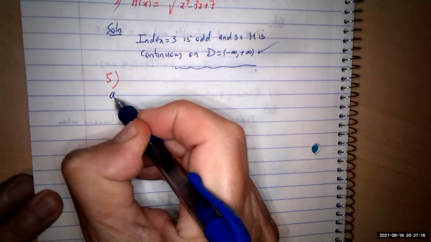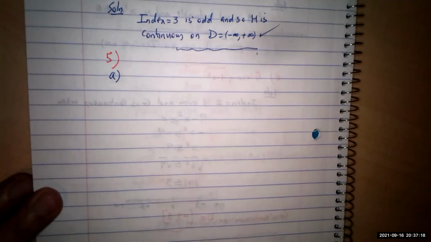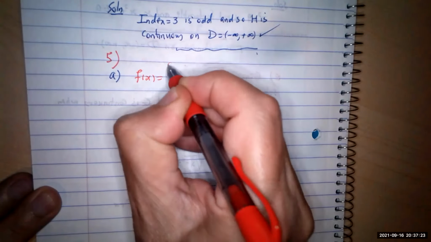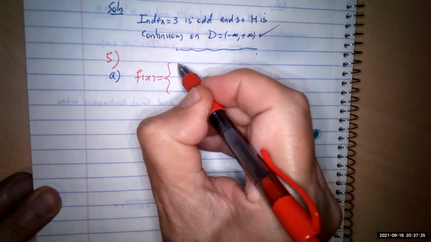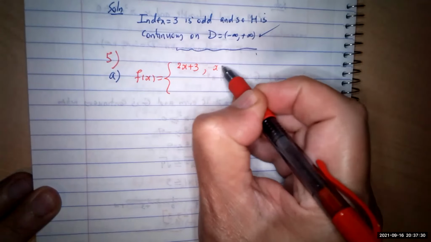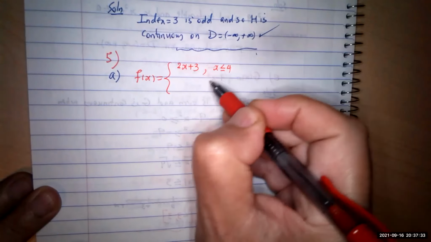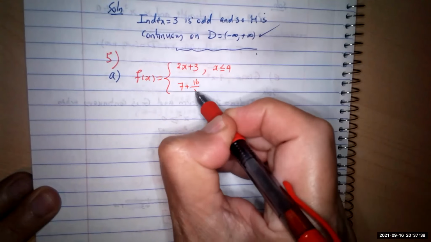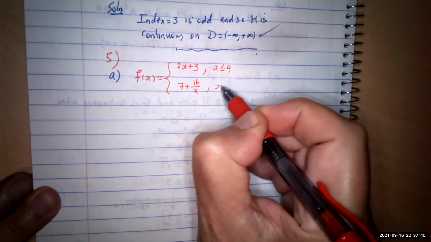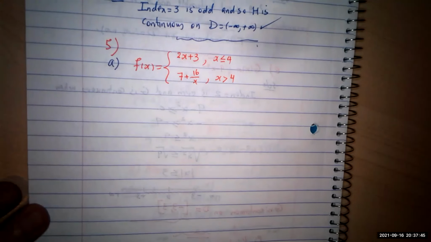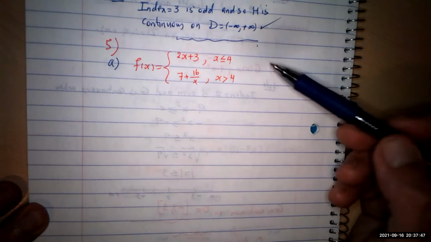Okay, so let's check part 1. I just give you two different cases. You see part 1, this is the function f of x is equal to 2x plus 3 when x is less than or equal to 4, and you have 7 plus 16 over x when x is greater than 4. And you want to check where this function is going to be continuous. You see, the difficulty is just this partition point.